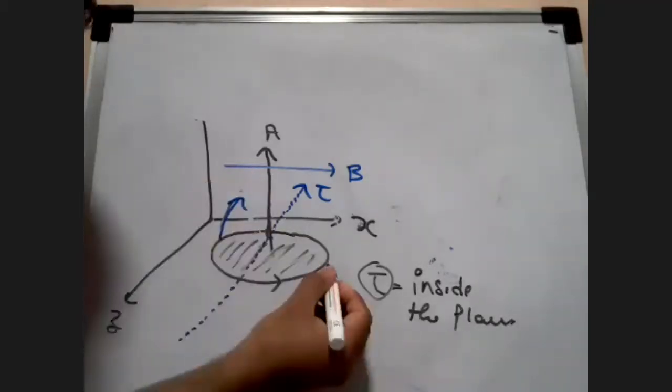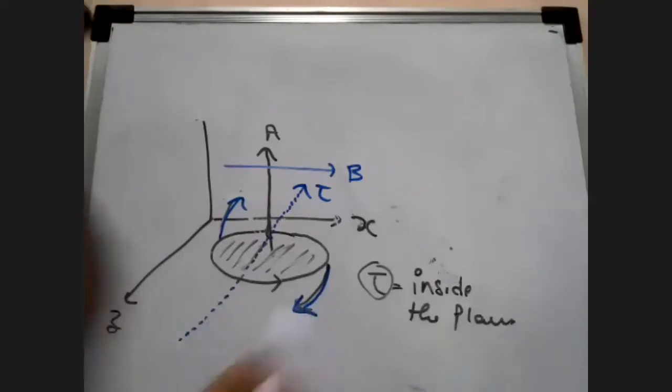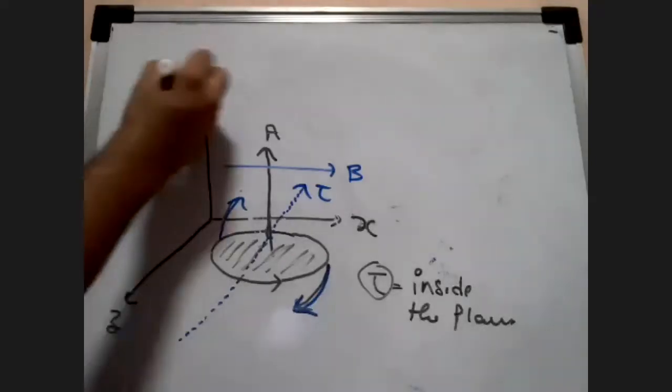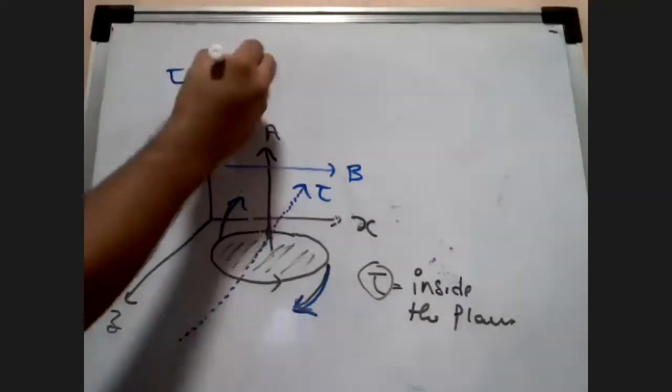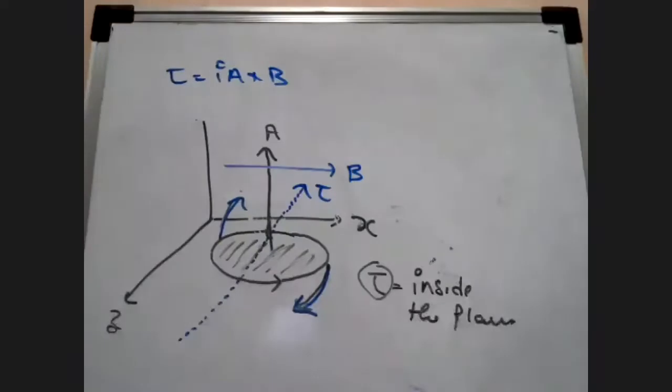Is that understood? Clear, everyone? Is there any doubt here? Sir, can you explain once again, please? Yes. When you say that torque is Ia cross B, how can we find out the direction? It's a cross product, so you can use your right hand rule.